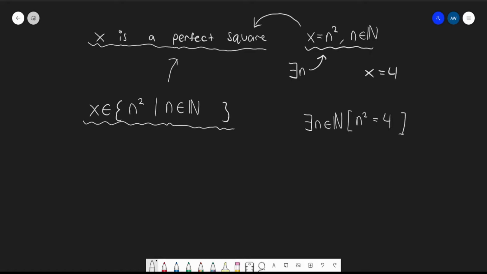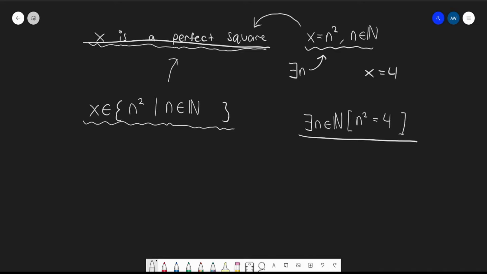So we want to show that x is a perfect square. So if we want to show that the number 4 is a perfect square, then we have to make this statement true. But if we want to make this statement true, it's equivalent to making this statement true, because we have determined that these two are equivalent.